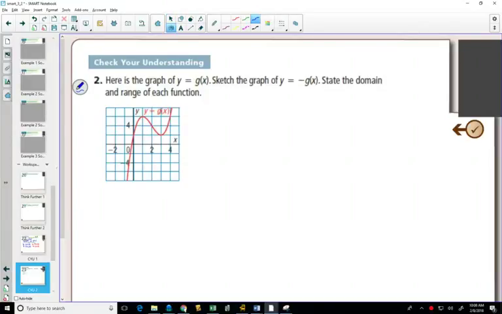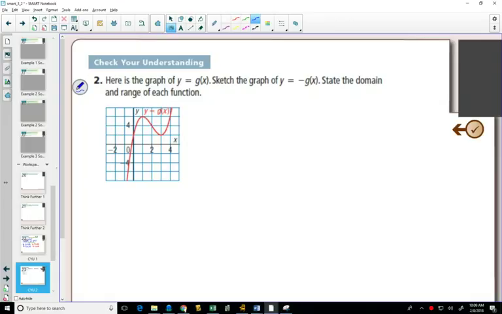We have the graph of g of x, and we want to sketch the graph of y equals negative g of x. So the first thing we have to figure out is what kind of reflection this is. Are we reflecting over the x-axis or over the y-axis? Well, that negative is outside of the function, so it's going to reflect things vertically. If you think vertically, up and down, that's going to go over the x-axis.